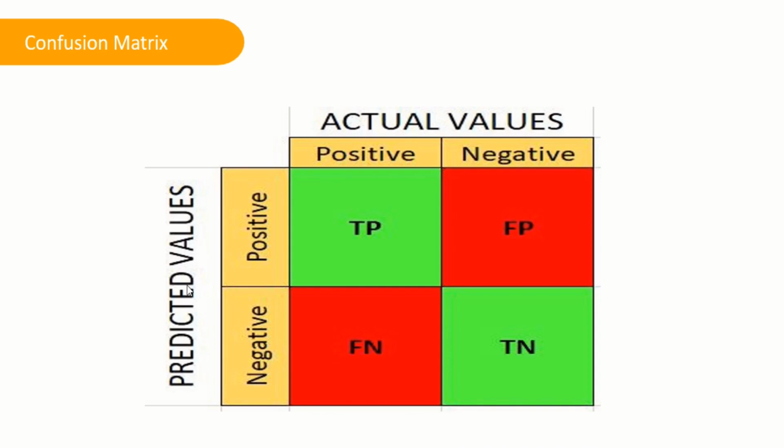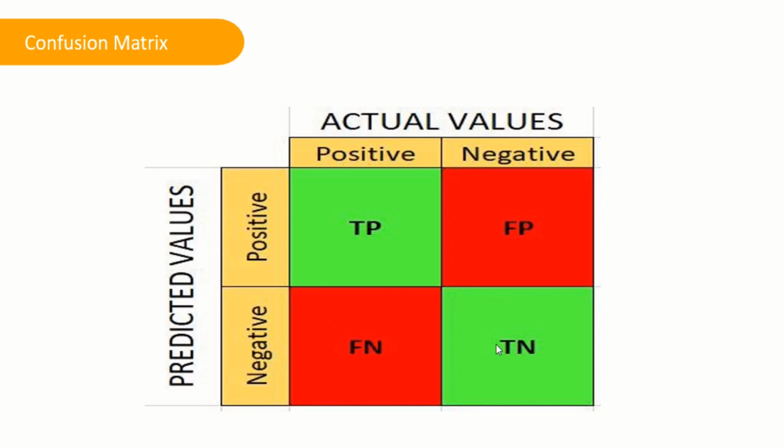So let us suppose for a binary classification, the predicted values can be 1 or 0. 1 is represented as positive and 0 is represented as negative. Whenever our predicted value is positive and in actual also it is positive, then we call it true positive. When our predicted value is positive but in actual it is negative, it is known as false positive. When our predicted value is negative but in actual it is positive, we call it false negative. And when we have predicted negative and in actual also it is negative, we call it true negative.